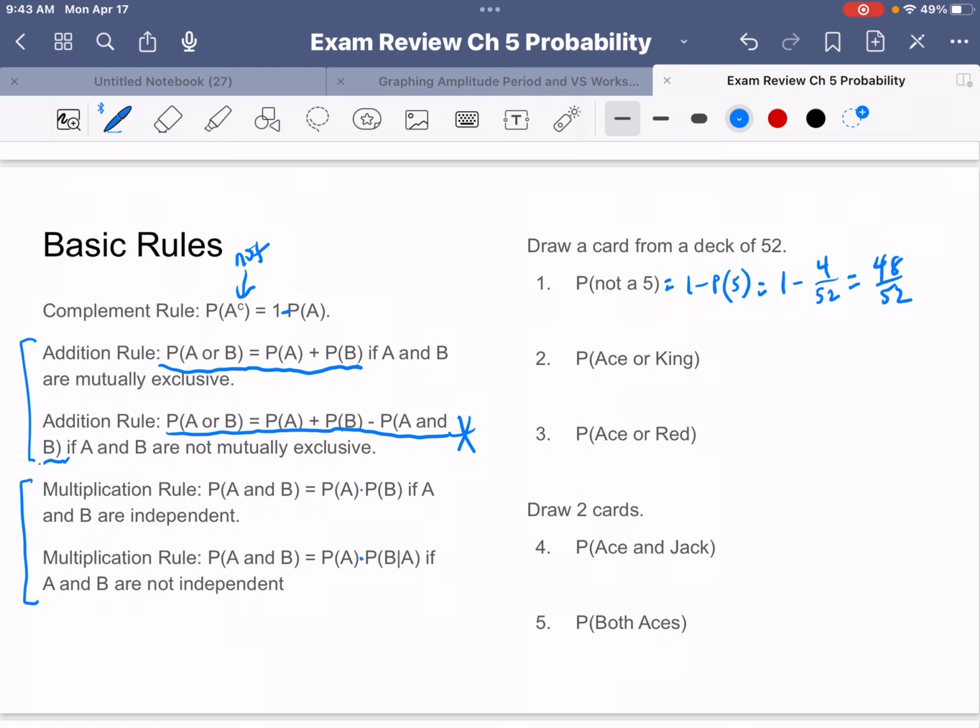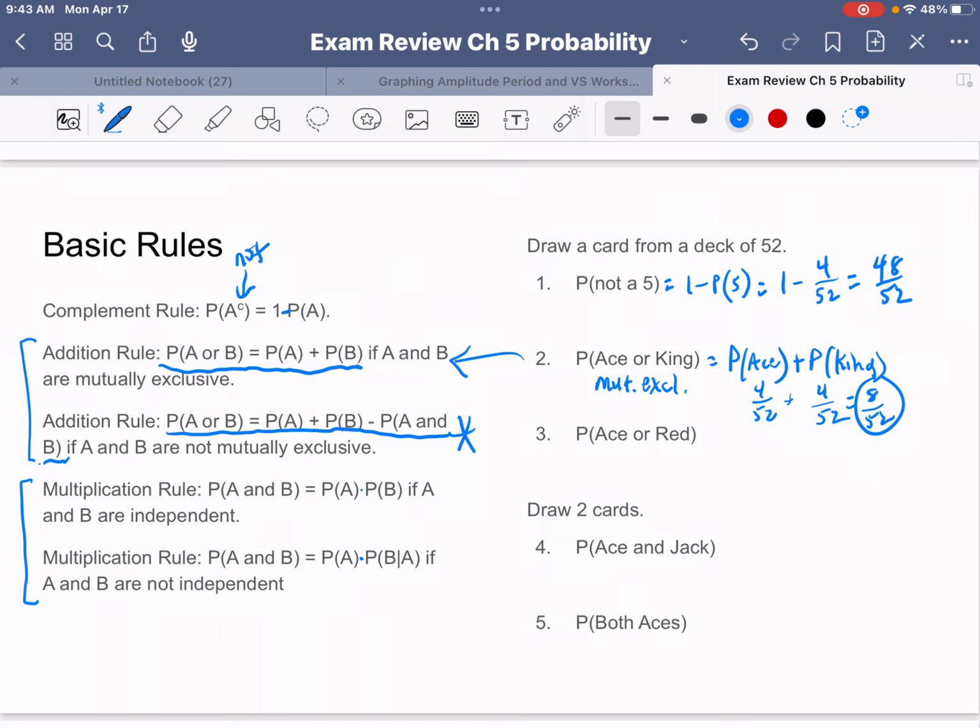Draw a card from a deck of 52. What is the probability that it is an ace or a king? Well, ace and king are mutually exclusive. So then that means this rule applies, and this is just equal to the probability of ace plus the probability of king. So that would be 4 over 52 plus 4 over 52 equals 8 over 52. Grab your calculator.